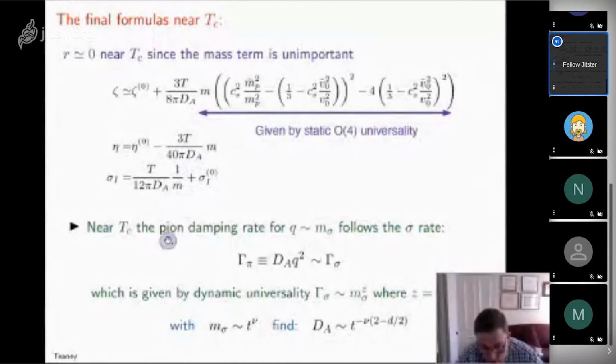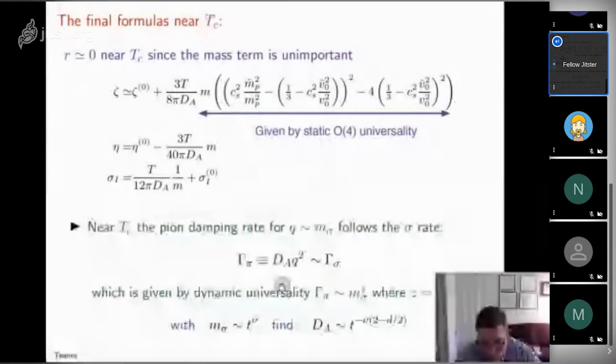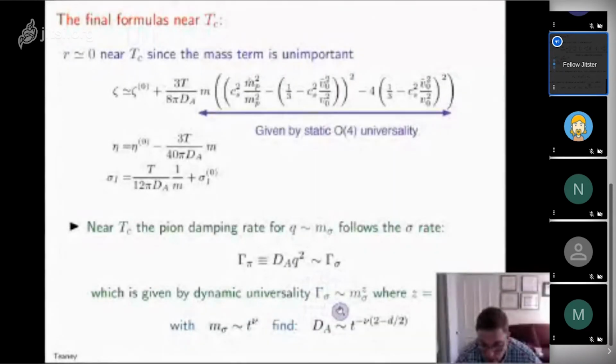So near TC, the pion damping rate is the same as the sigma damping rate, okay? The pion damping rate is proportional to the axial charge diffusion coefficient. And the sigma damping rate is governed, again, by universality. Using the dynamic universality of the O4 critical point, the sigma damping rate goes like m sigma to the power z, where z is d over 2, 3/2.